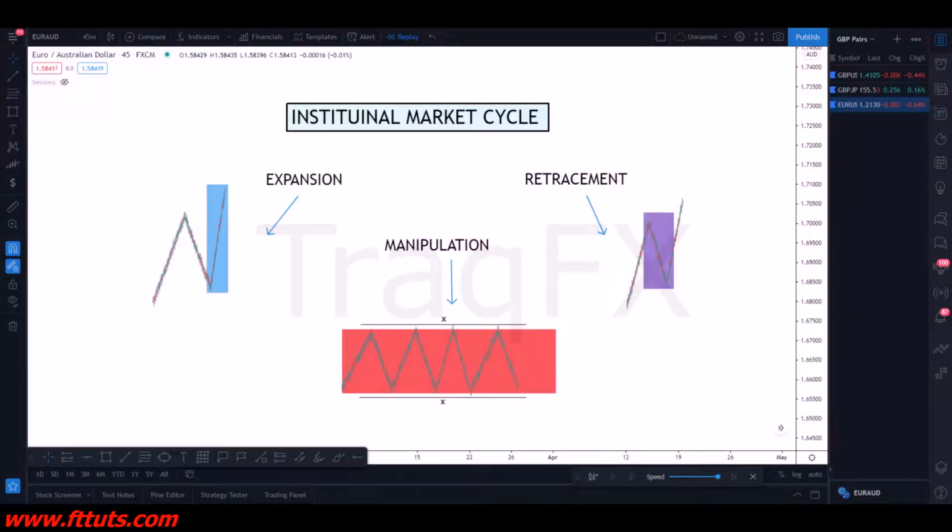Today's lesson is going to be on the institutional market cycle. I almost said microcycle, but institutional market cycle. This one is going to be on quickly giving you the three examples of the different cycles in the market. As we know, Forex is crazy.